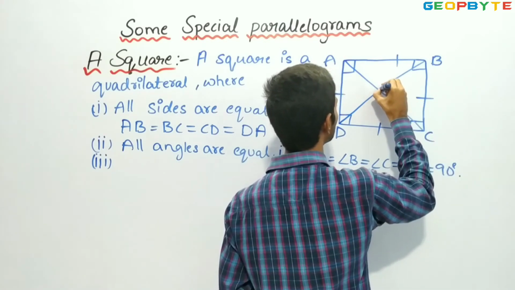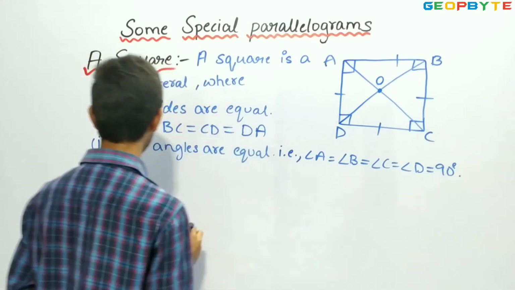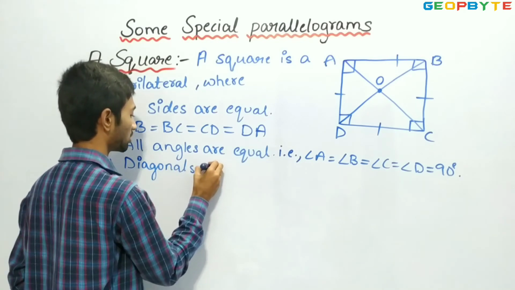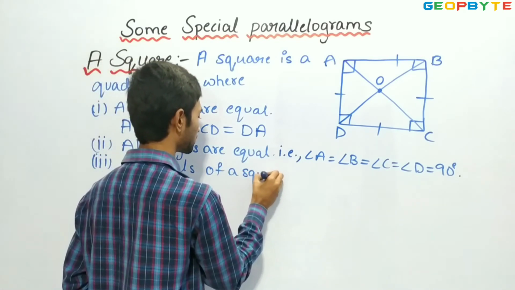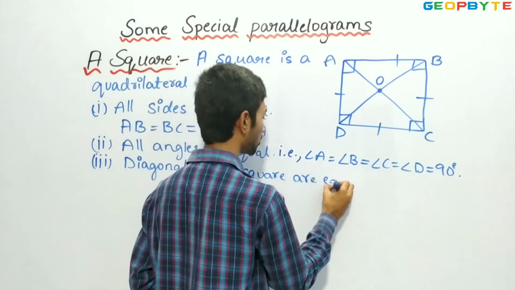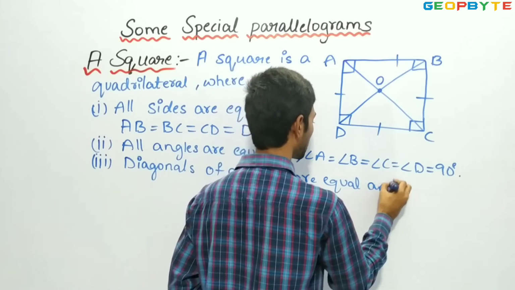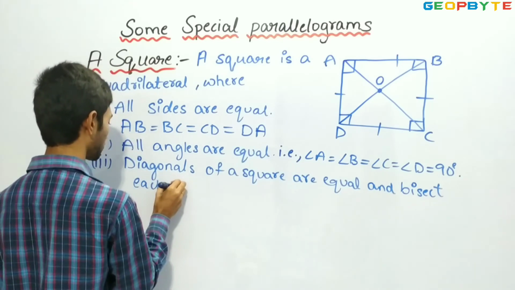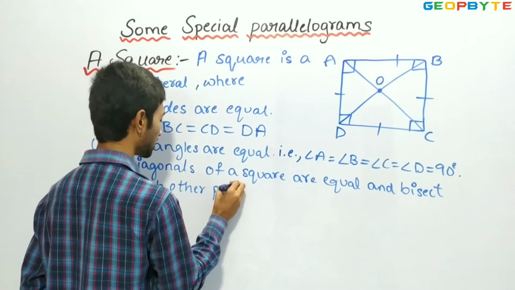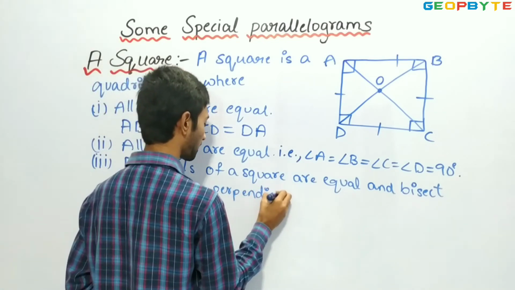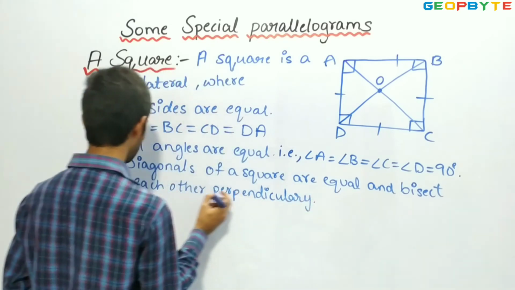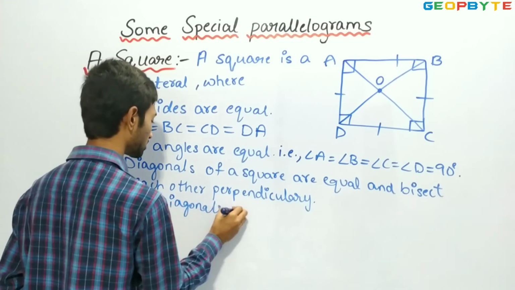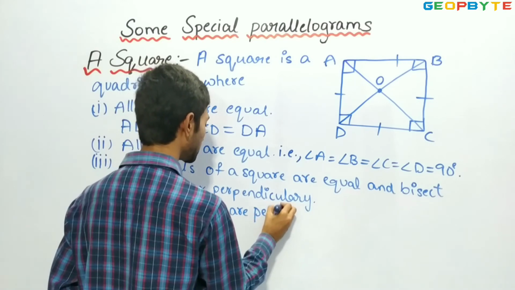Let this point of intersection be O. So diagonals of a square are equal and bisect each other perpendicularly. That means diagonals are perpendicular to each other.